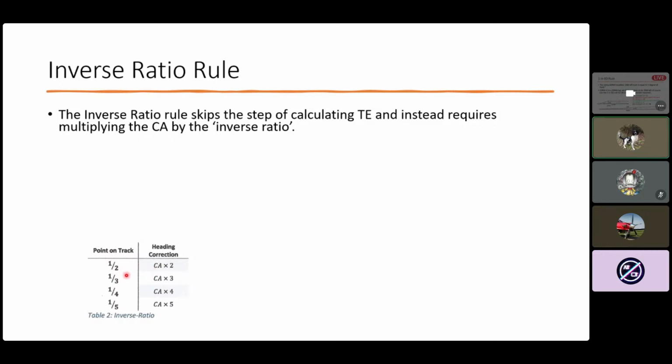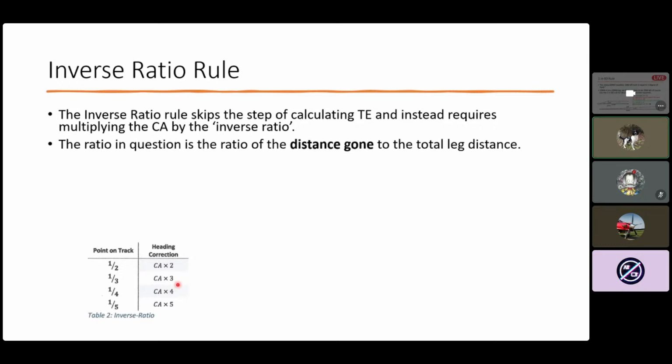And now this is what you just did in your head. So we were a third of the way along when we went off course. So all we had to do was calculate the closing angle and multiply it by 3, and that gave us our total correction. So we're skipping the step of calculating the track error. We're going straight to the closing angle, and then using that to calculate the total correction.